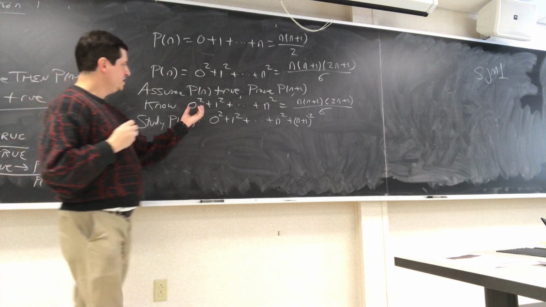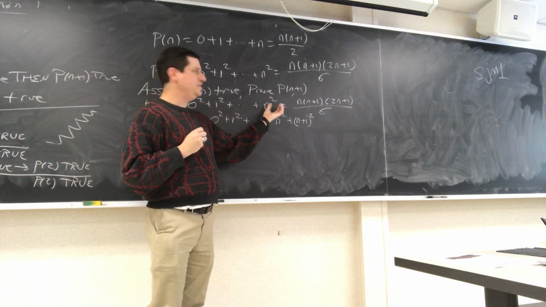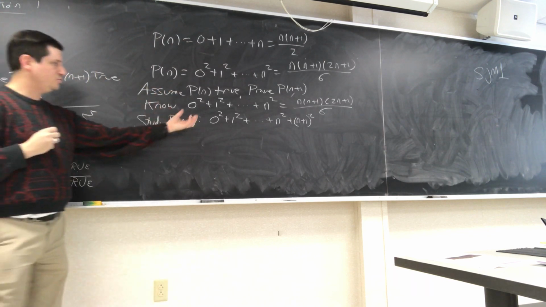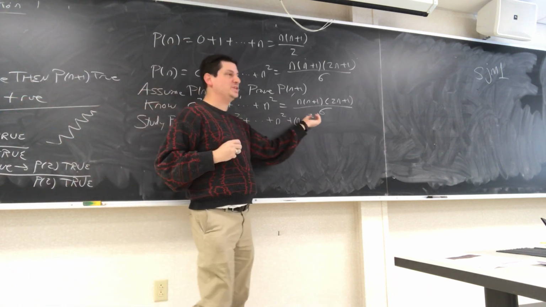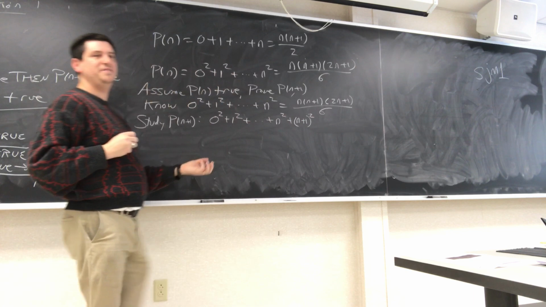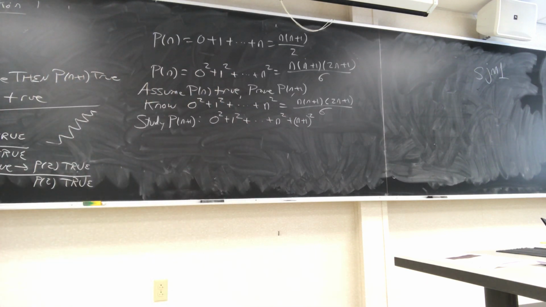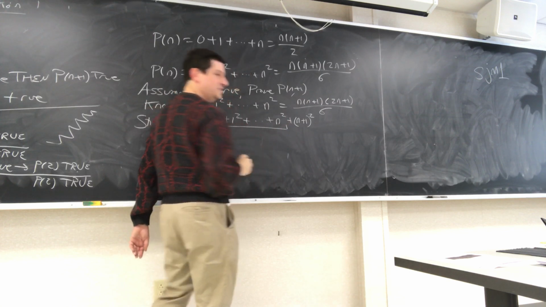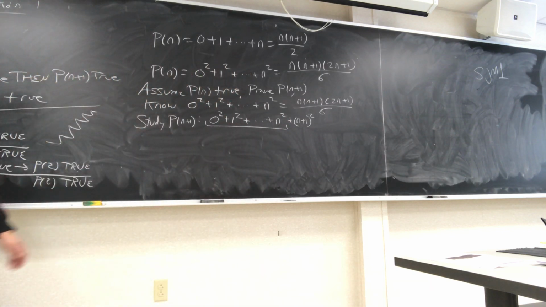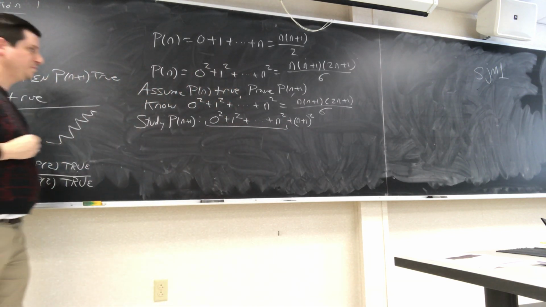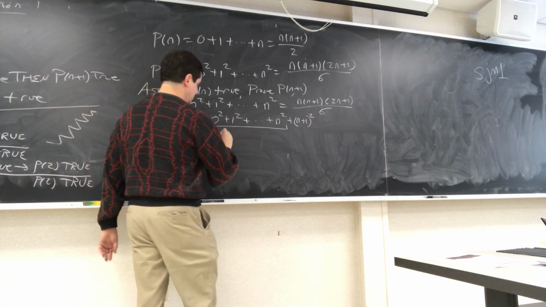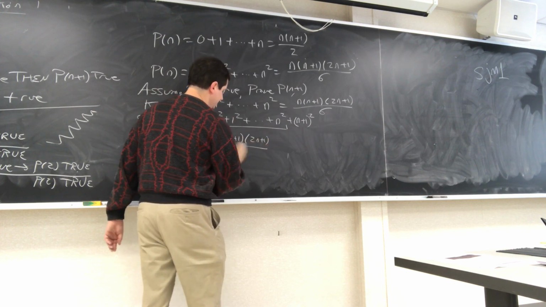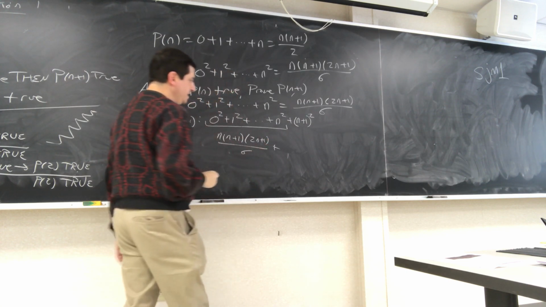So we've got 0 squared plus 1 squared plus all the way up to n squared is n times n plus 1, 2n plus 1 over 6. And we've got 0 squared plus 1 squared plus dot dot dot plus n squared plus n plus 1 squared. What part of that new line looks familiar? Yes? The 0 squared plus 1 squared plus up to n squared. Yeah! And what does that equal by inductive assumption? The n times n plus 1 times 2n plus 1 over 6. And now I'm supposed to add n plus 1 squared.